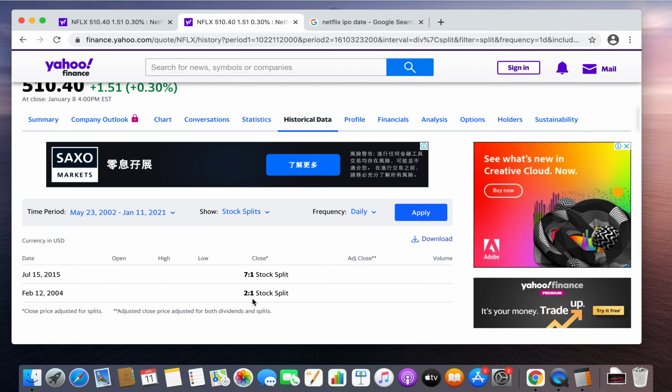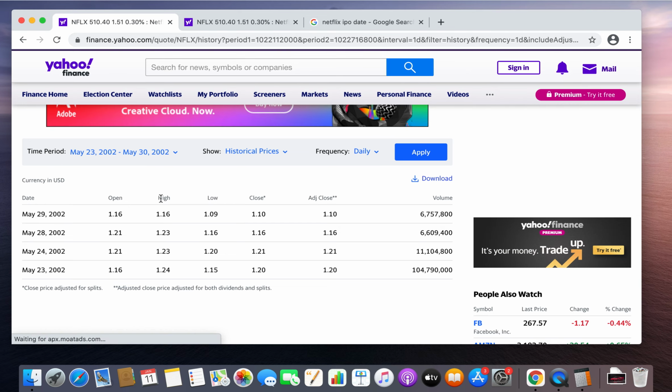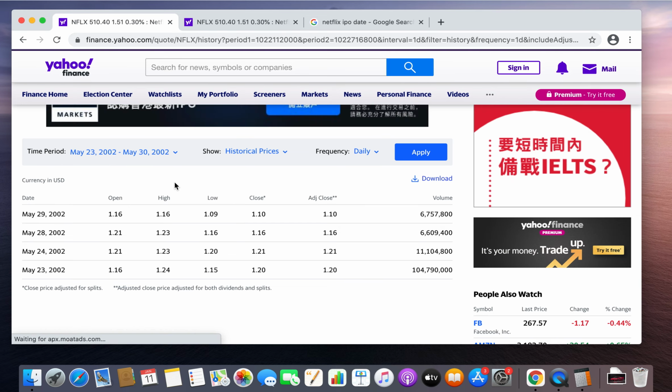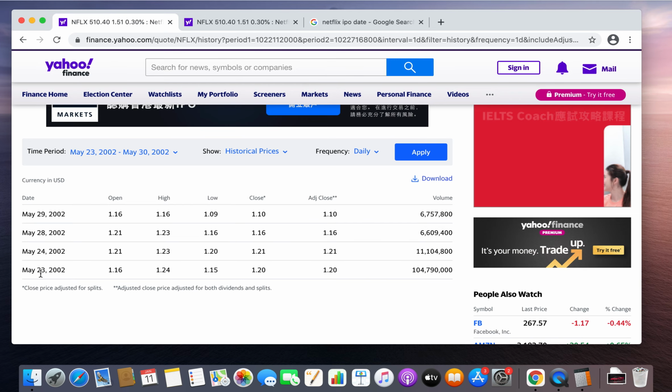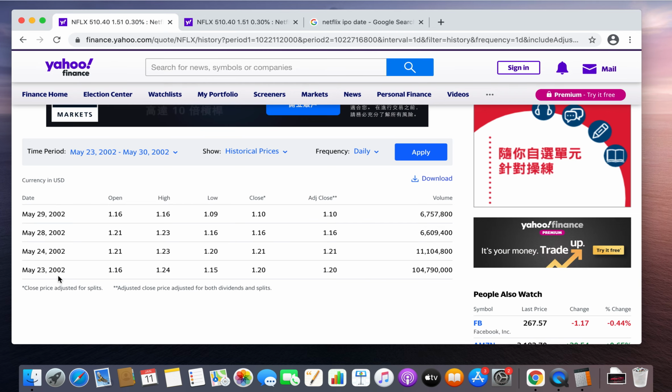Now the next thing that you have to check is the historical price, because you have to find out how many Netflix stocks $100 would have bought you. And what you do is go to historical prices. I've opened up this other page to make things quicker. So the historical price on the first day of the IPO of Netflix, May 23rd, 2002. And remember, we assume that he pays the closing price.